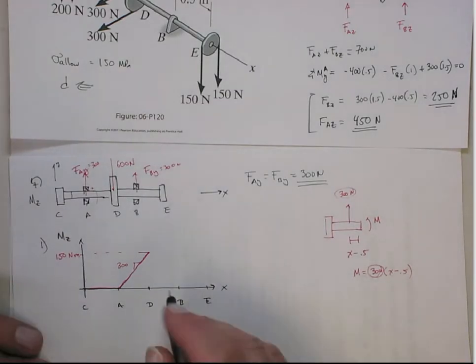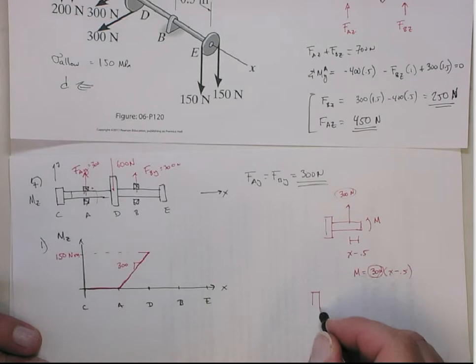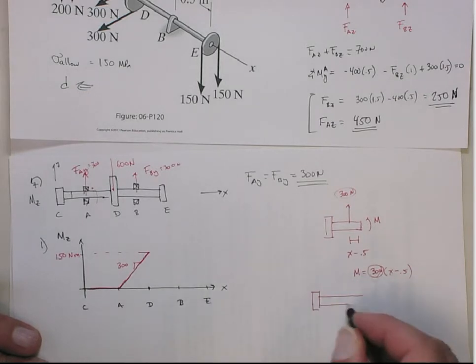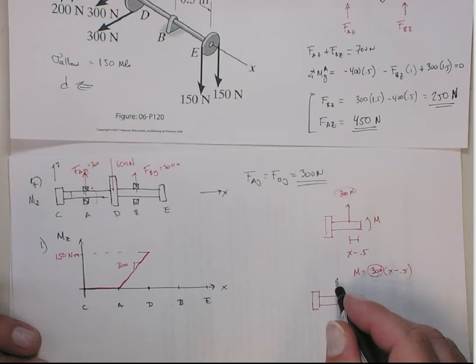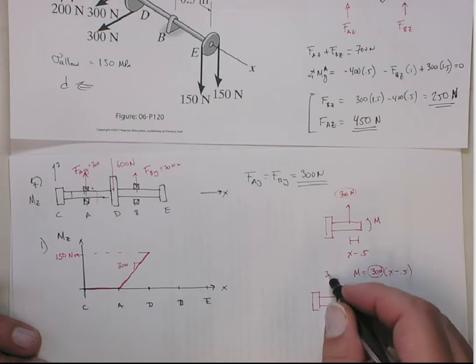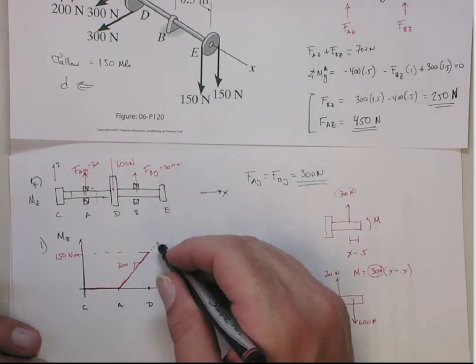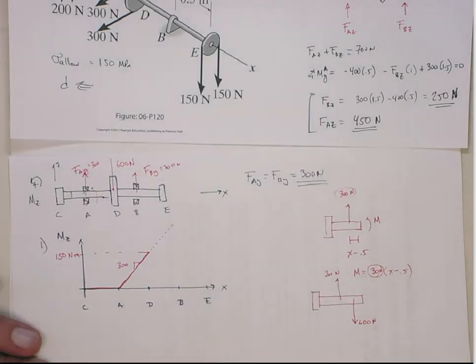Once we go past that point, between D and B, let's do the same sort of argument. I'll do it a little more quickly. Now we start to see the effect of the 600 Newton force. So this one still has this linearly increasing with a slope of 300.